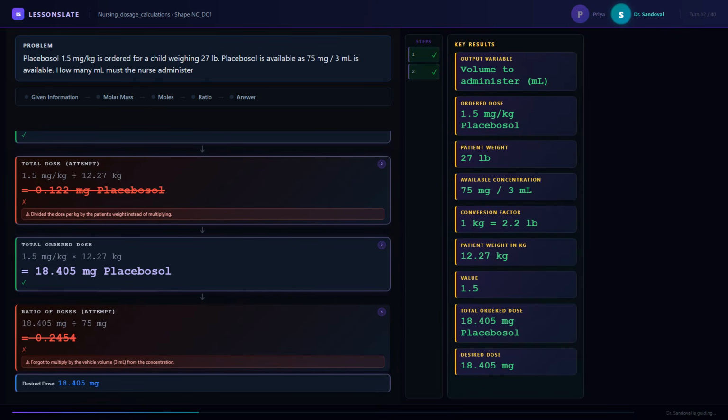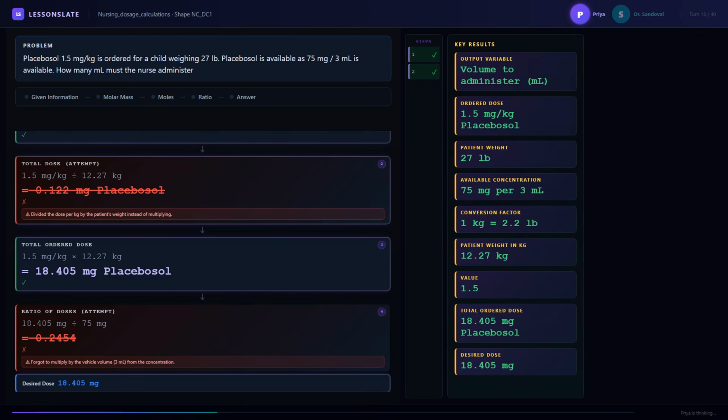You're on the right track, Priya. You've identified that we need to use the available concentration. You've correctly calculated how many doses of 75 milligrams are needed. However, remember, the concentration isn't just 75 milligrams, it's 75 milligrams per 3 milliliters. How does that 3 milliliters part factor into finding the final volume? Oh, right. I need to apply the 3 milliliters.